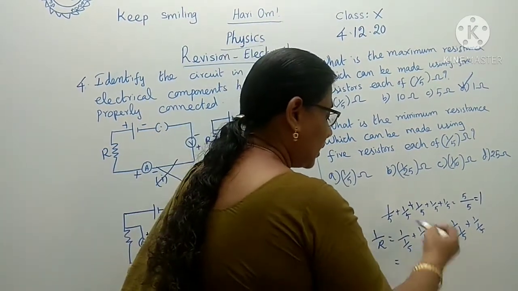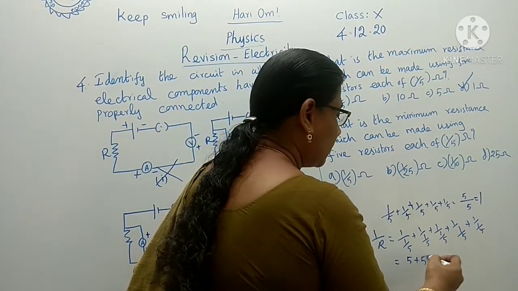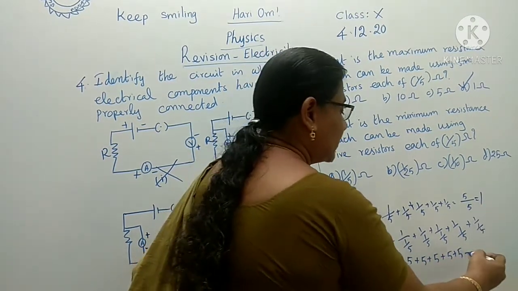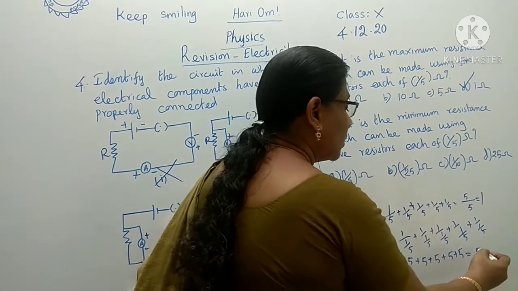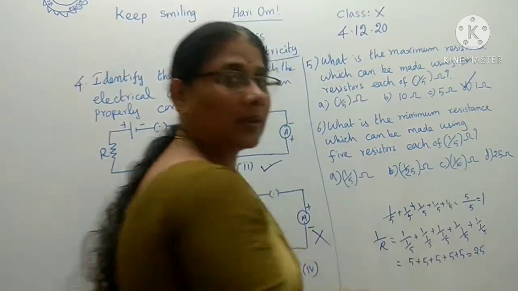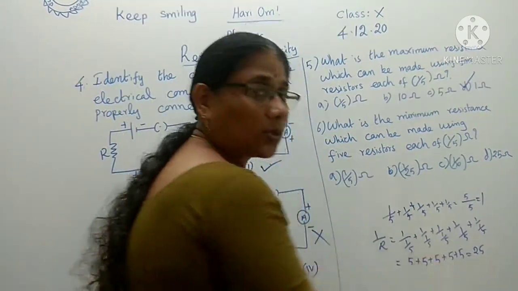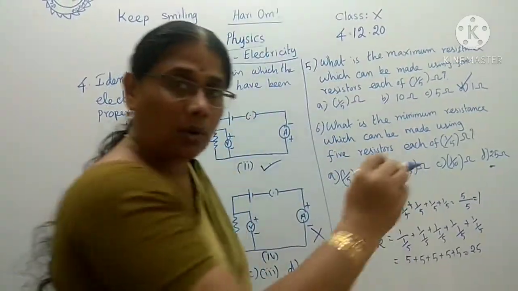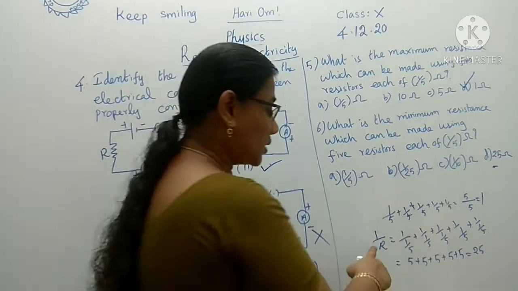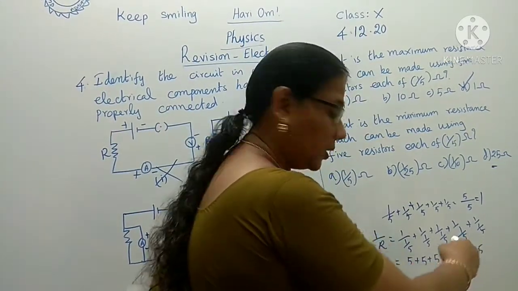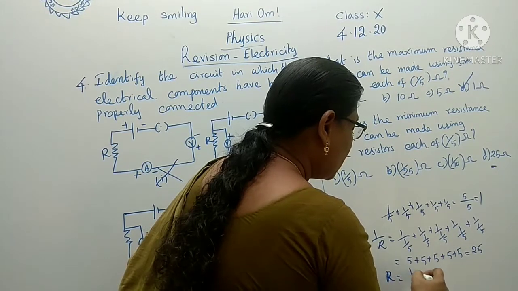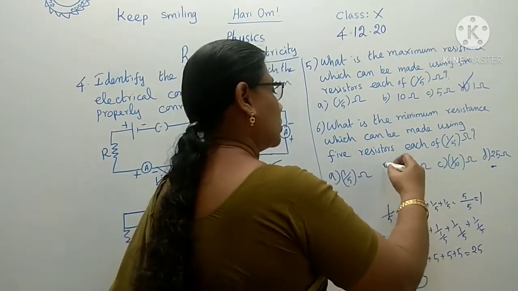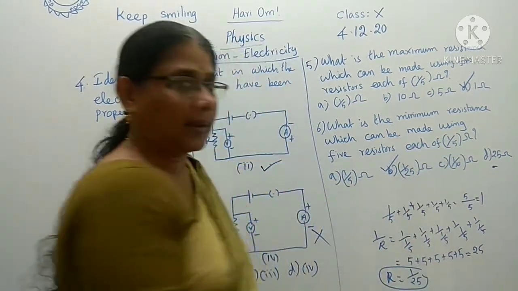Then we will get 5 plus 5 plus 5 plus 5 plus 5, that is equal to 25. But 1/R is 25, isn't it? So 25 is here. Based on that, don't put the tick mark immediately, because the 1/R value is 25. So R will be 1/25. This is the result. So option B is correct.